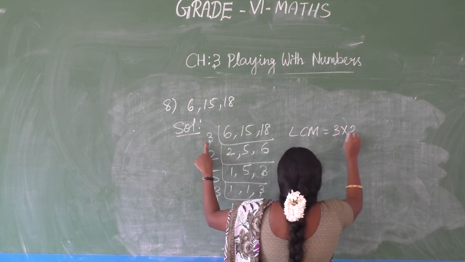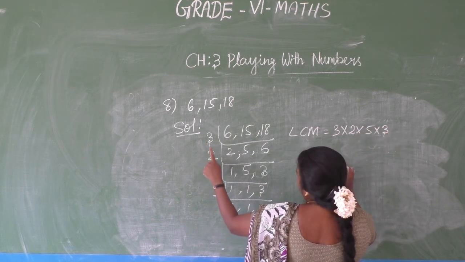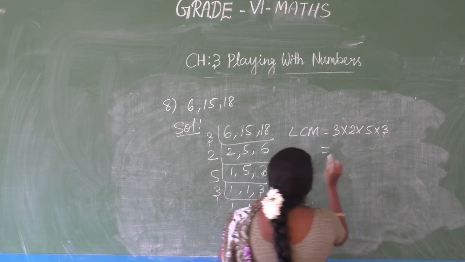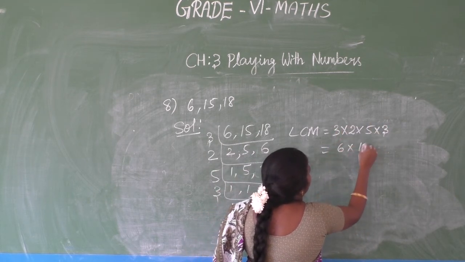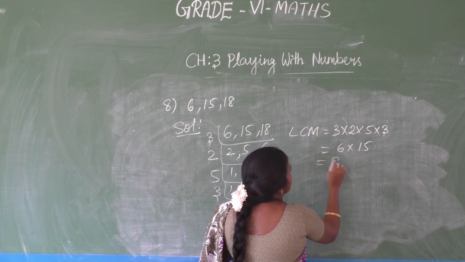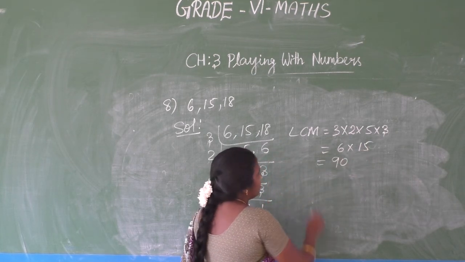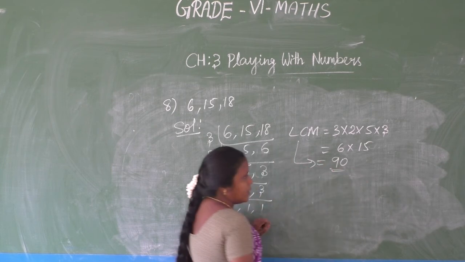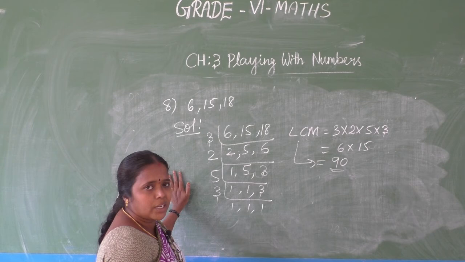So the LCM of these numbers is 3 into 2 into 5 into 3. Multiply: 3 2s are 6, 5 3s are 15, 6 15s are 90. The LCM answer is 90. This 90 is exactly divisible by 6, 15 and 18.